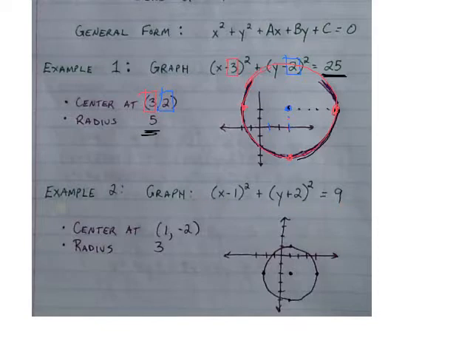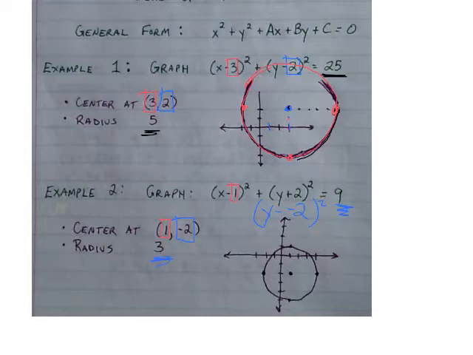So we can find that our x coordinate for our center is located at 1, and then the y coordinate is located at negative 2, because what we really have is y minus negative 2 quantity squared. So that's how we get the negative 2 value. And then the radius would be taken from the 9. The square root of 9 is 3.